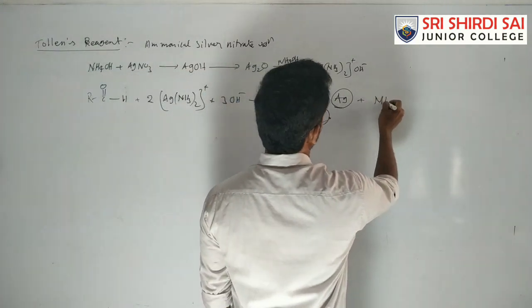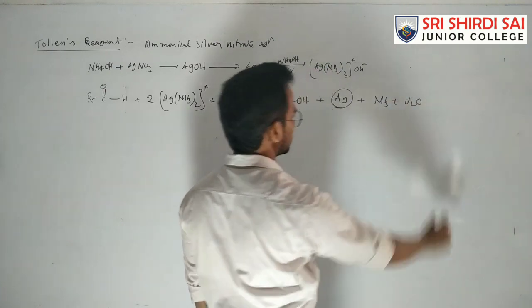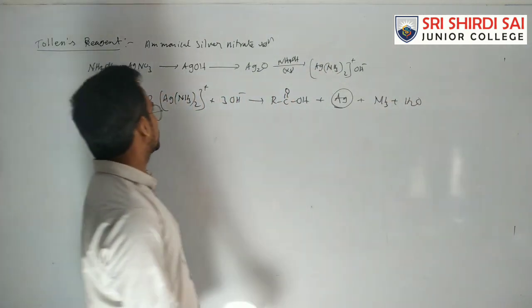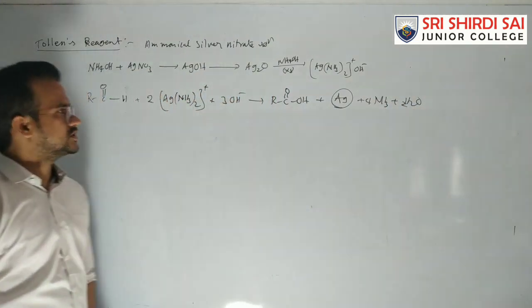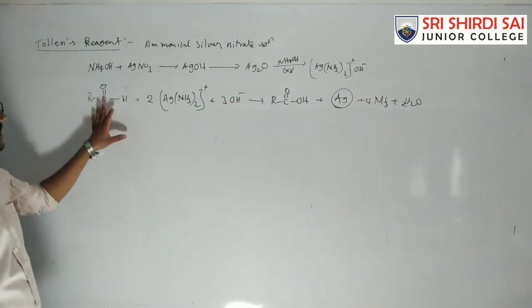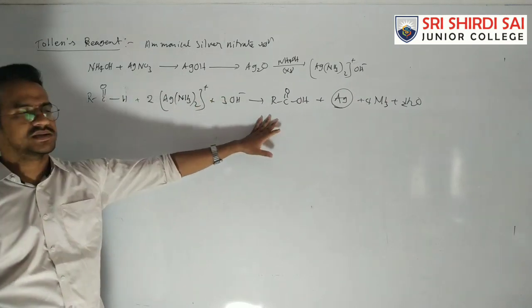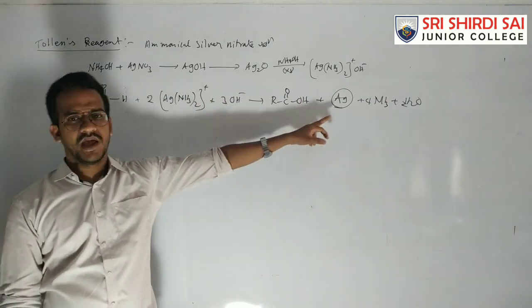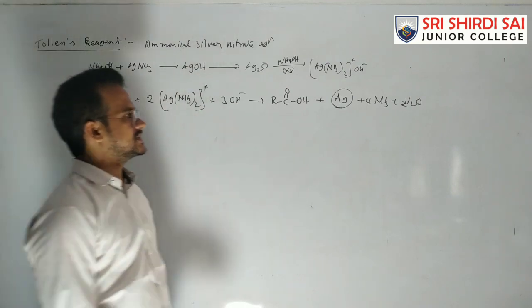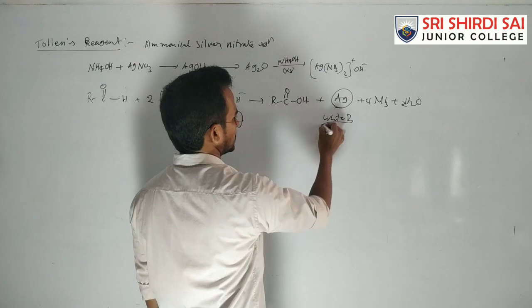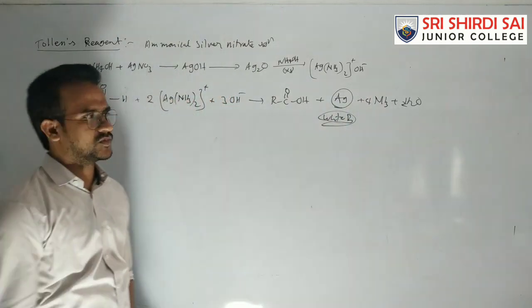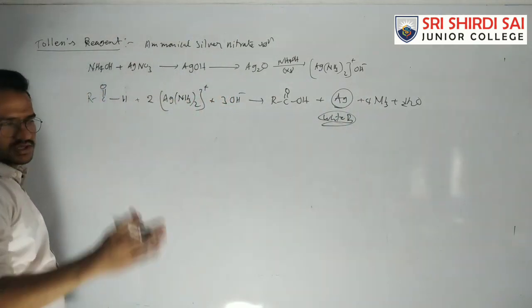The side products are ammonia plus water, that is 4 moles of ammonia and 2 moles of water. So it is a balanced reaction. Mainly the aldehyde is converted to carboxylic acid and Ag plus is converted to elemental silver, which is silver in color.